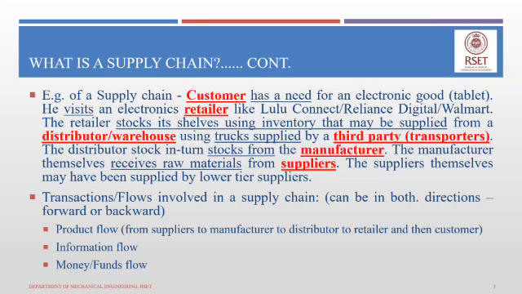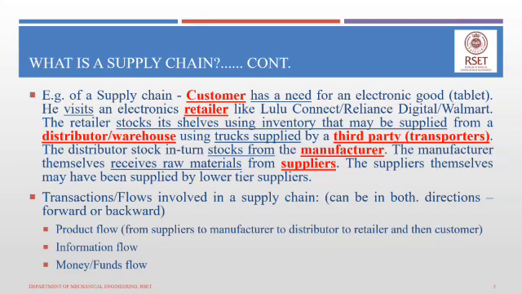So a consumer triggers a demand, he visits a retailer. The retailer is basically a person who stocks the required products as inventory, which are supplied from distributors or warehouses. Okay, so the retailer buys the products from distributors or warehouses, and these products are transported to the retailer using trucks, and the trucks might be supplied by a third party.